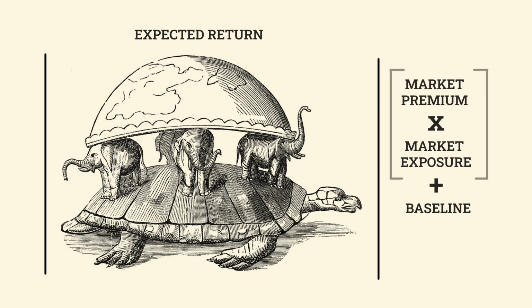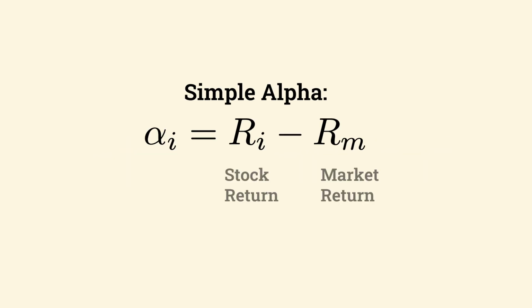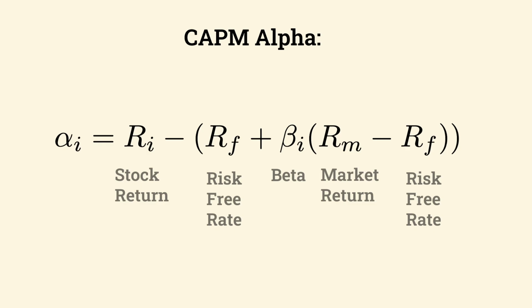Earlier, we defined alpha simply as the difference between a stock's return and the market's return. That works as a first pass, but it assumes every stock has the same market exposure, which we now know isn't true. A stock with a beta of 2 should return more than the market in a good year. That extra return isn't skill, it's just the price of taking more risk. Before we call anything outperformance, we need to account for that.